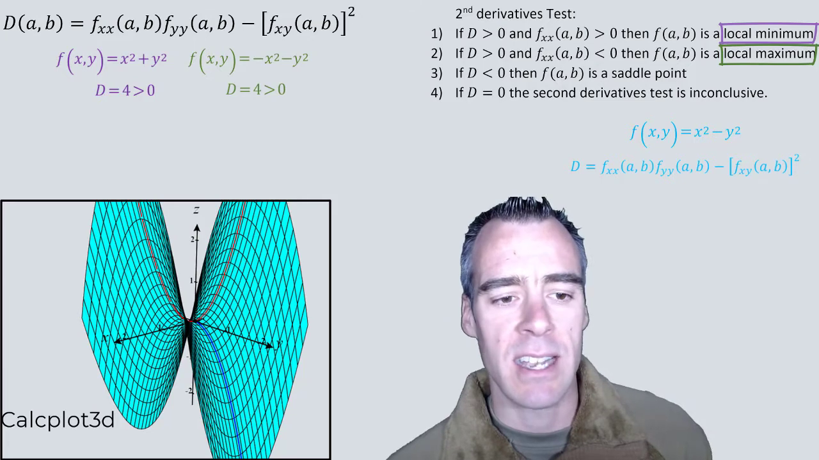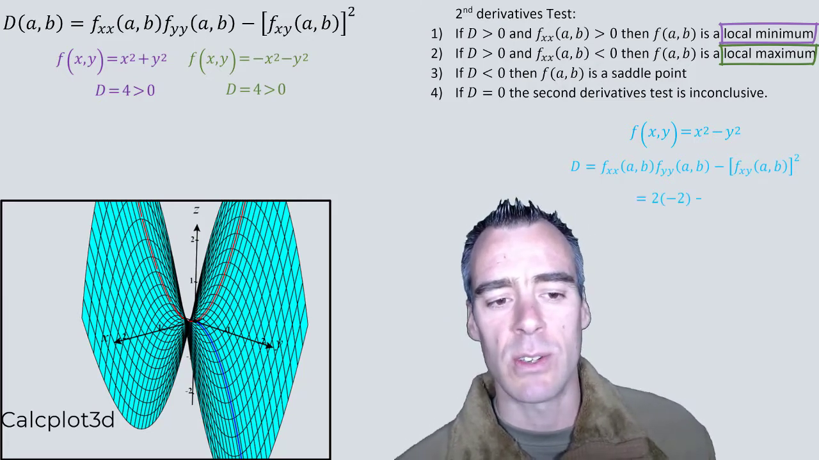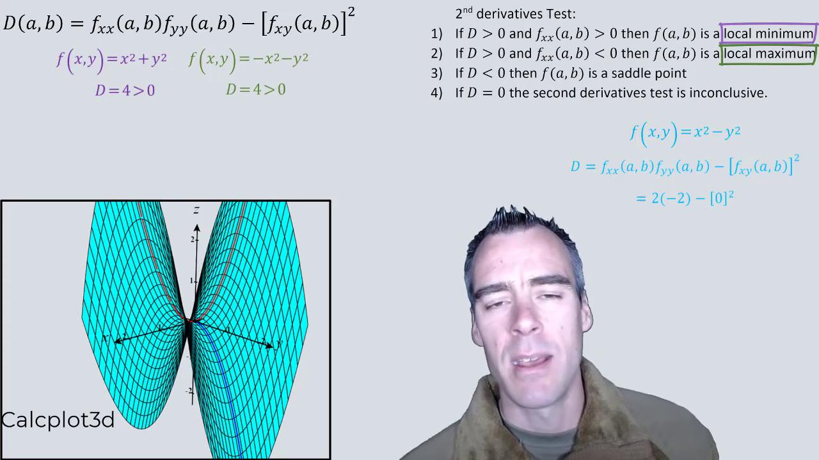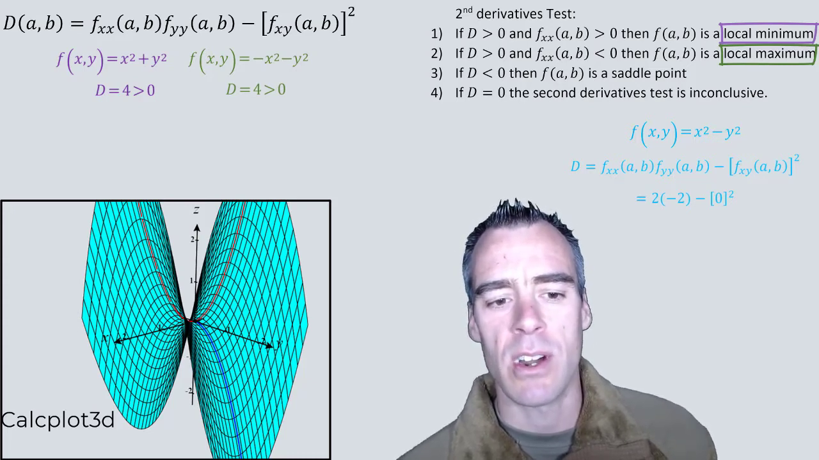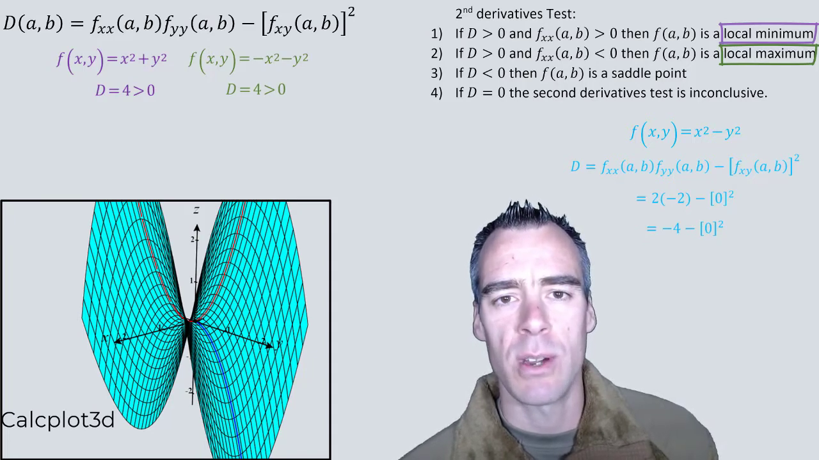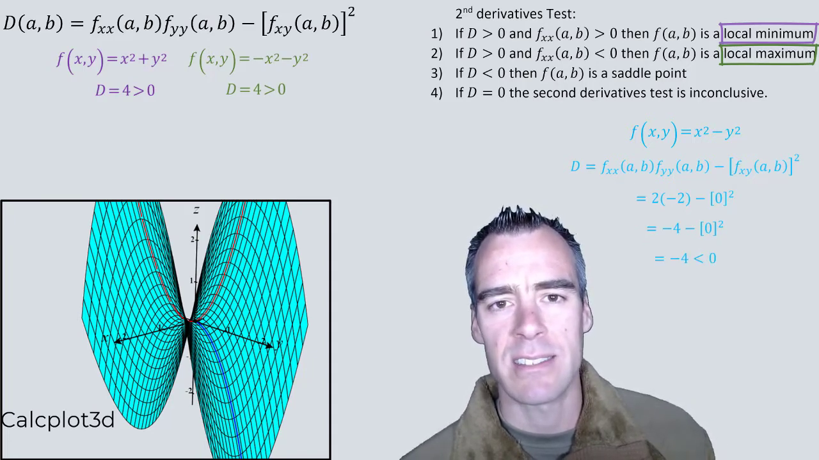And if we take the second derivative with respect to x, we get 2. If we take the second derivative with respect to y, we get negative 2. And that mixed partial derivative is going to be 0. So we end up with negative 4 for our discriminant, which now is less than 0.